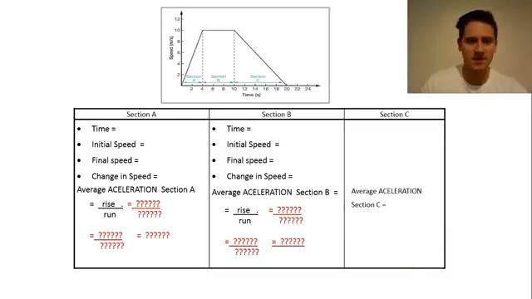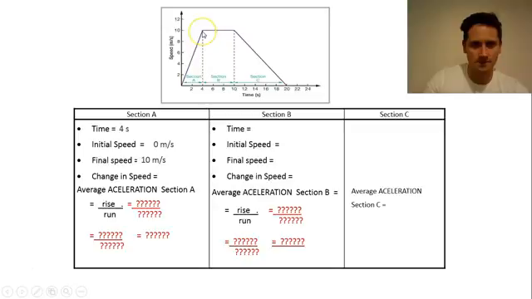So the time for section A, it's only really small up here, but I think I can still read it. Section A, the time is going from 0 to 4, so 4 seconds. The initial speed is where we start. So the initial speed there would be 0. The final speed is the end point. So the speed at the end is all the way up here. Okay? So that's 10. There you go, 10. So the change in speed is the final, subtract the initial. So 10 take 0, so that's going to be 10 meters per second.